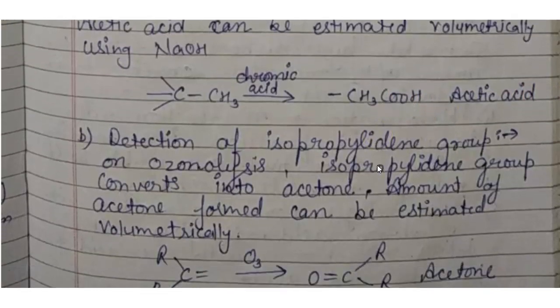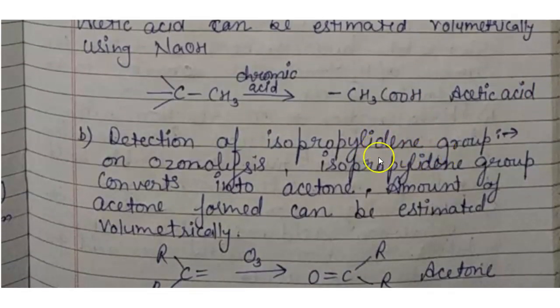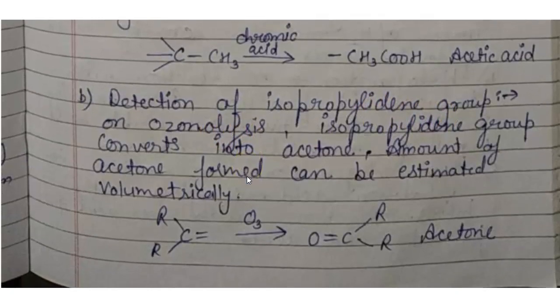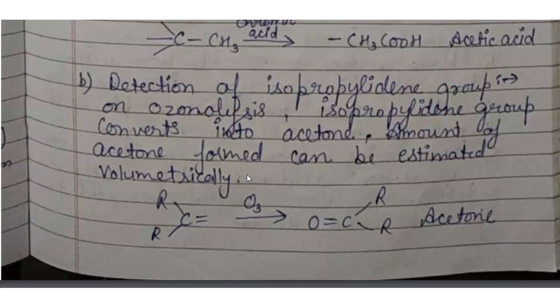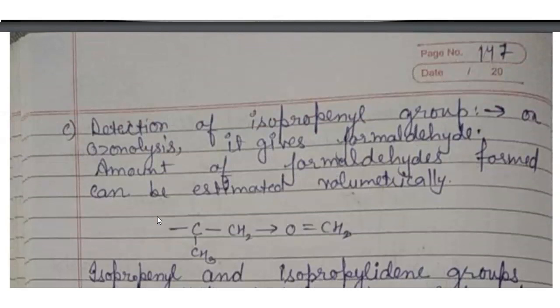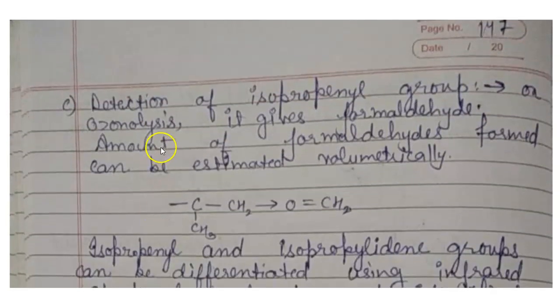Detection of isopropylidene group. On ozonization, the isopropylidene group converts into acetone. The amount of acetone formed can be estimated volumetrically. You can see this reaction. Next is detection of isopropenyl group. On ozonization, it gives formaldehyde. The amount of formaldehyde formed can be estimated volumetrically.